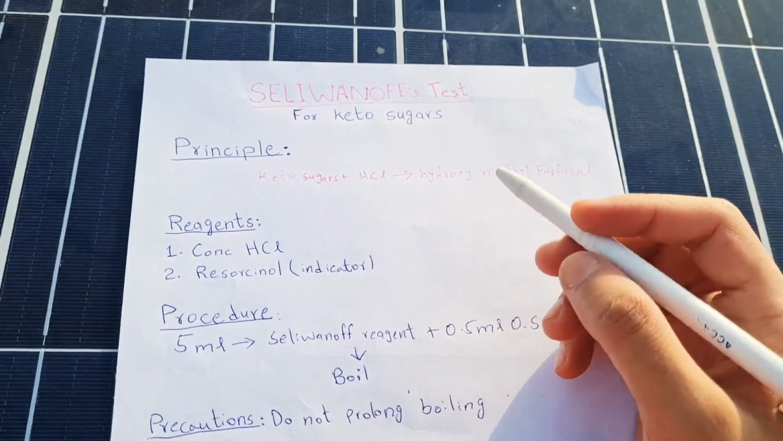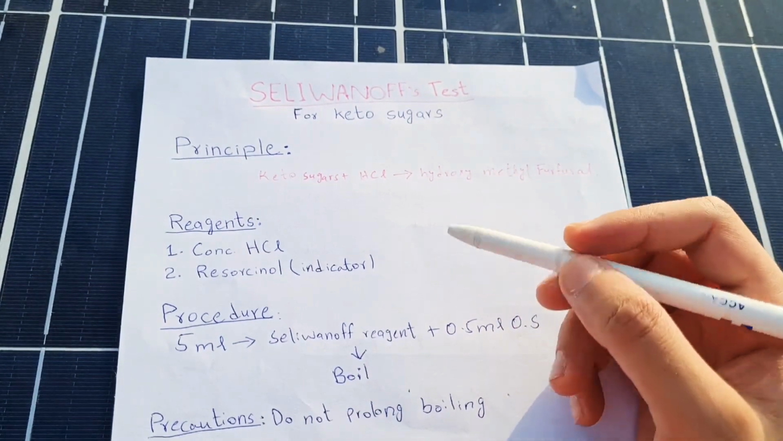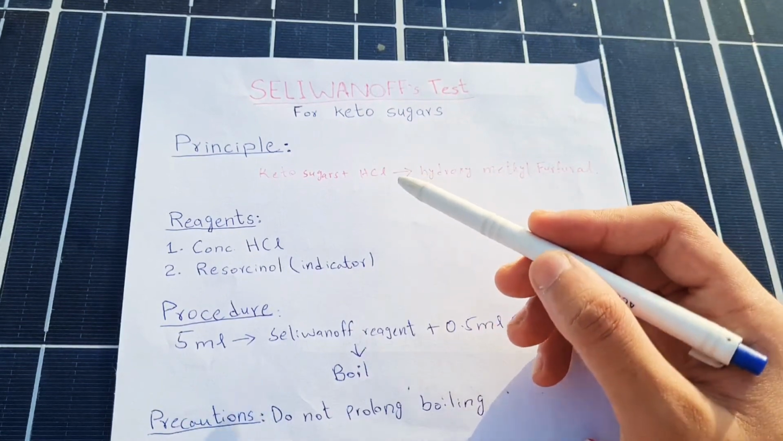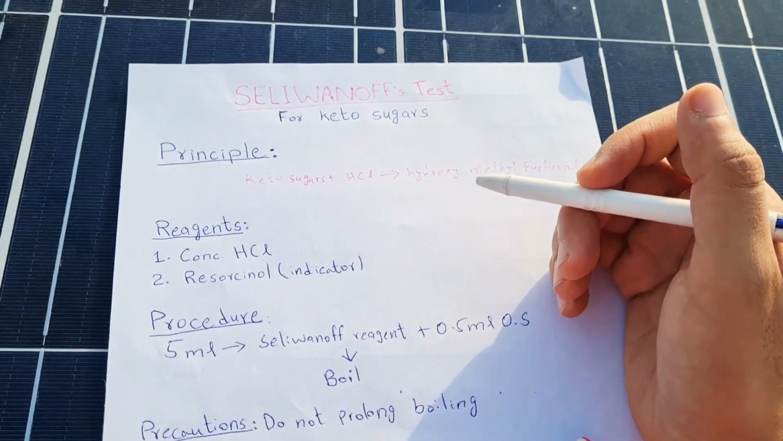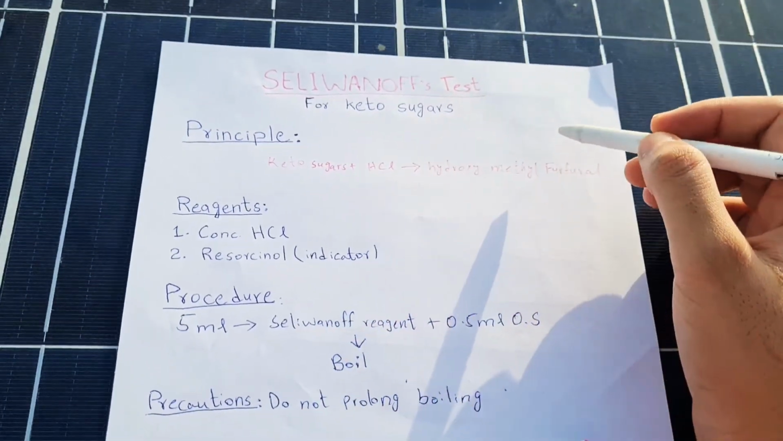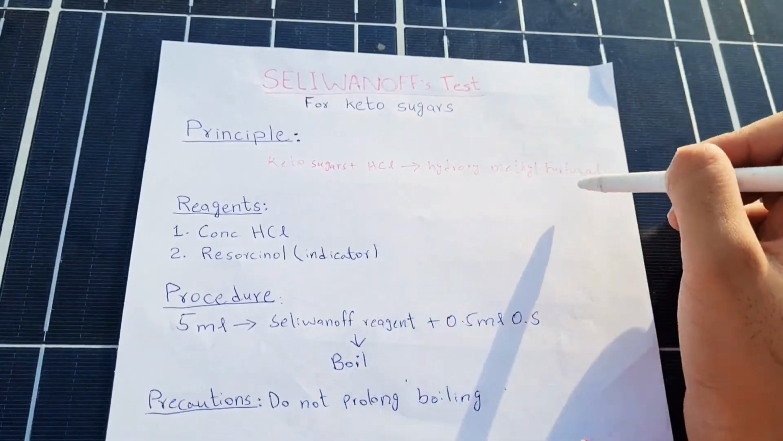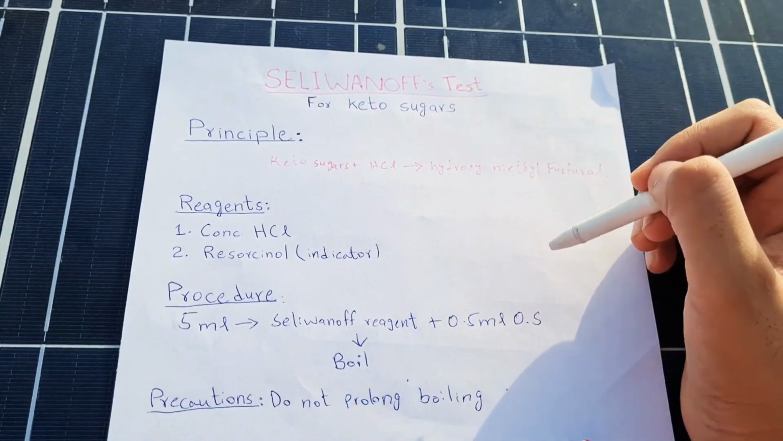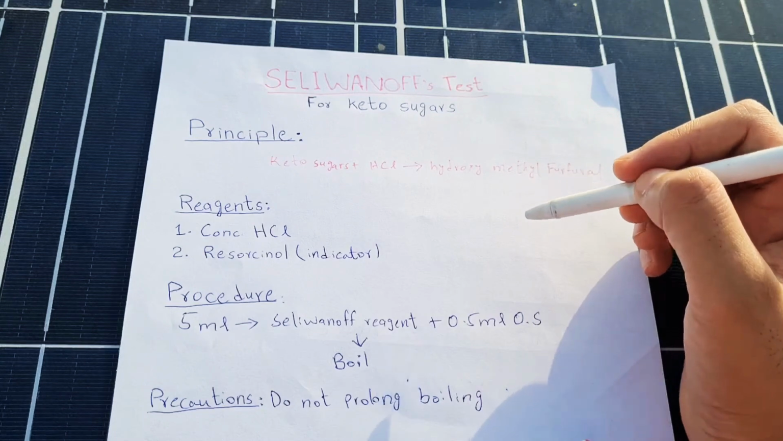Basically, when carbohydrates are treated with a non-oxidizing agent such as concentrated HCl, they undergo dehydration and produce a colorless volatile compound known as hydroxymethyl furfural. This compound, when treated with a specific indicator, can produce a colored substance which is the indication of the presence of carbohydrates.